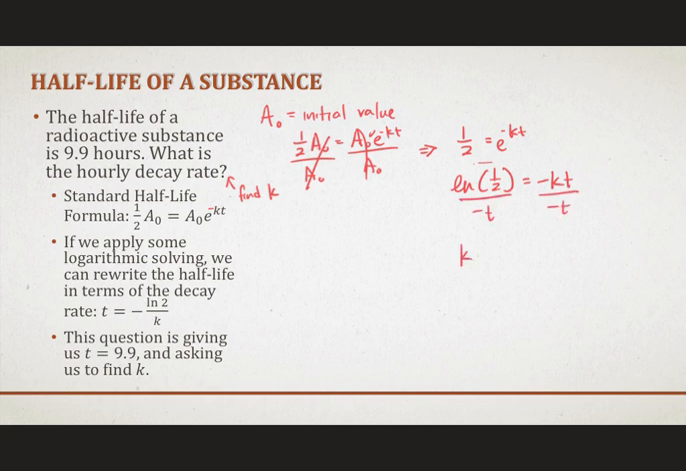So k is negative natural log of 1/2 divided by t. Now in this case, t is 9.9 hours. So k is negative natural log of 1/2 divided by 9.9, which means k is going to be 0.07.